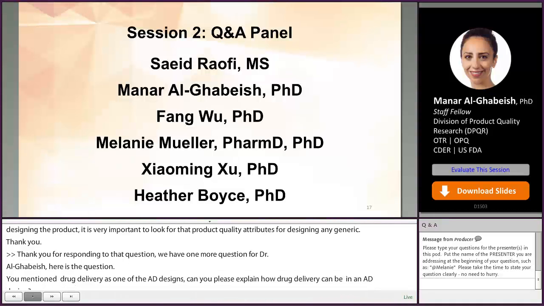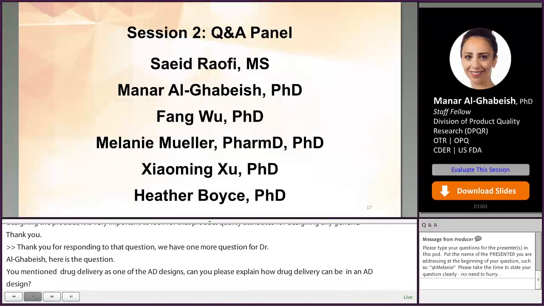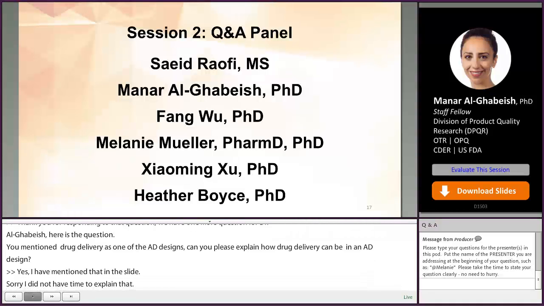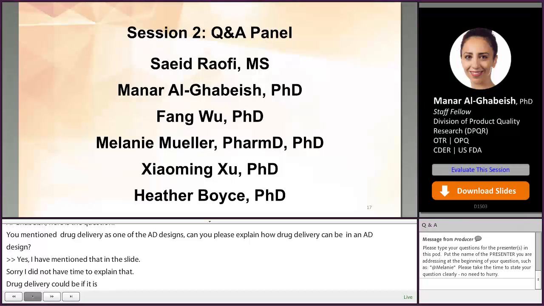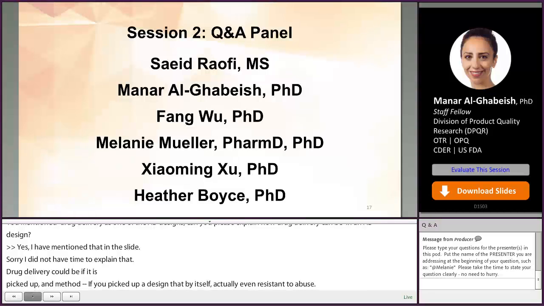Drug delivery could be that if you picked up a method of delivery, or if you picked up a release design, that by itself would actually even be resistant to abuse. For example, if you do a subcutaneous implant or you do an injectable depot, that is hard to actually get out of the system and extract the drug. So that drug delivery system by itself could be resistant to abuse.